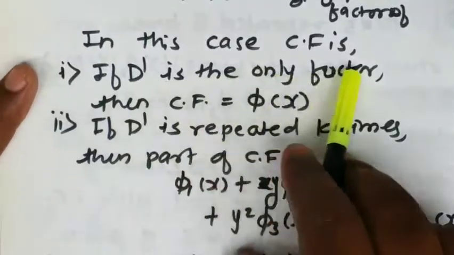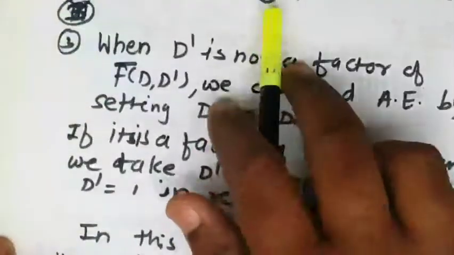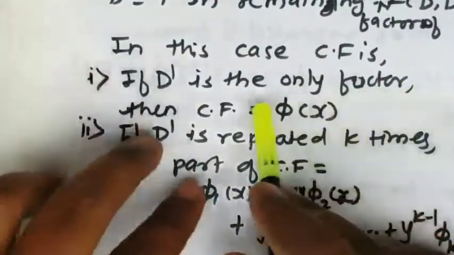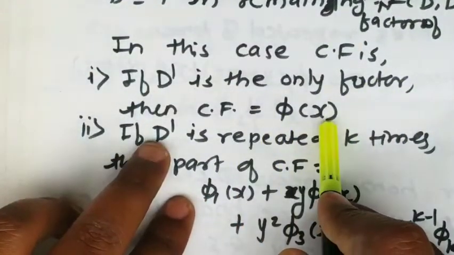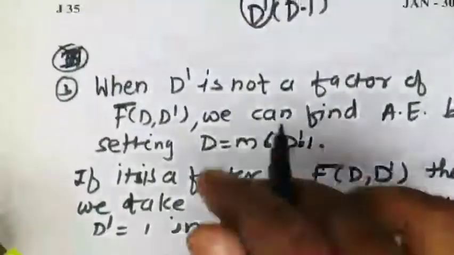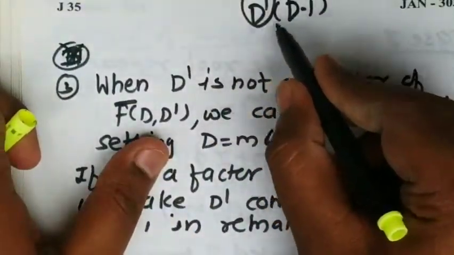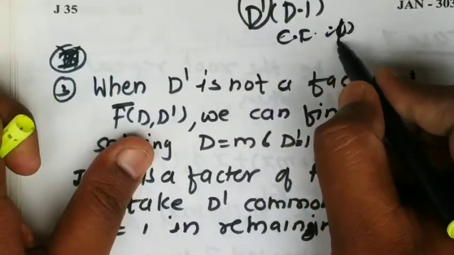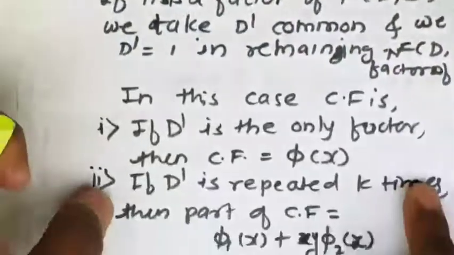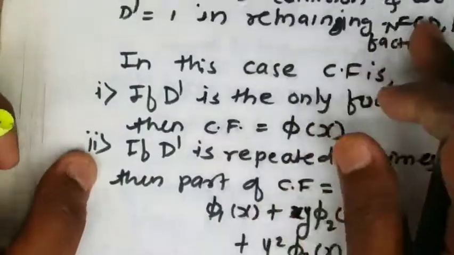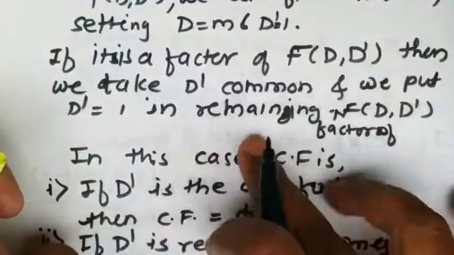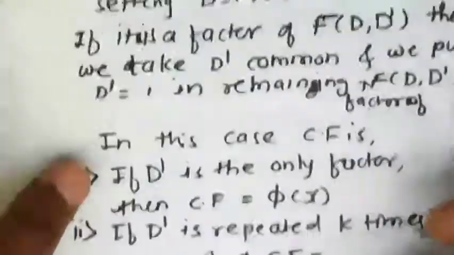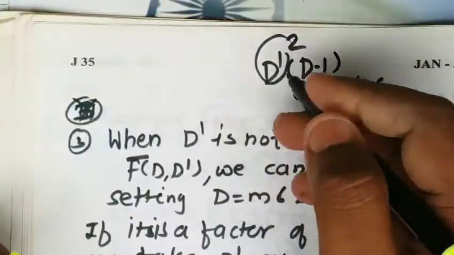If d dash is the only factor, in that case its corresponding CF can be taken as phi of x. Okay, this is very important. If d dash is the factor, then in the CF one function will be phi of x, not phi of y plus mx. Fine. So phi of x will be the one factor, and if that d dash is repeated k times, suppose I am having d dash square, so it is repeated 2 times.